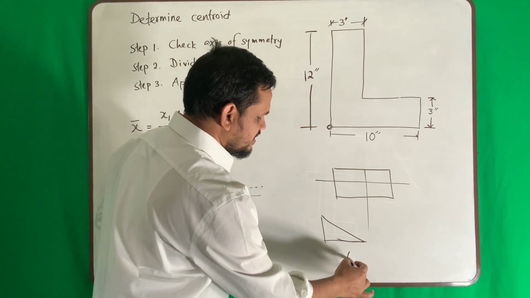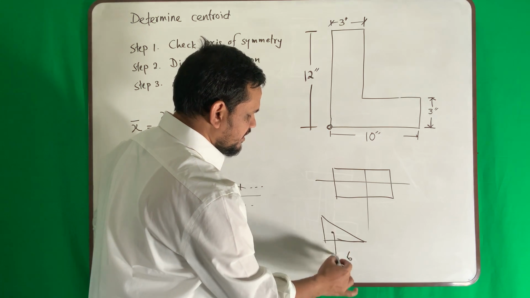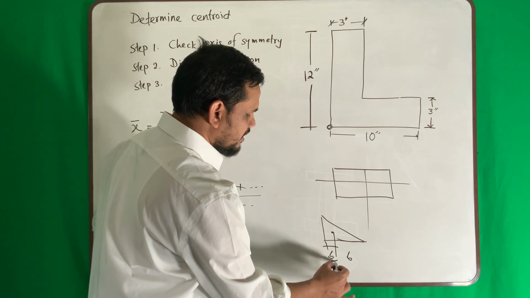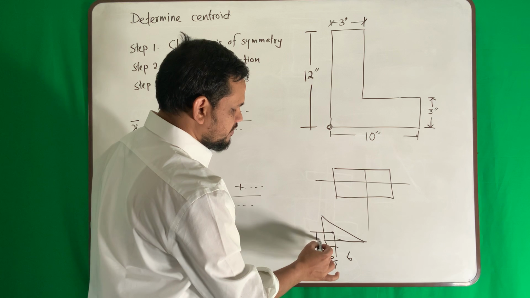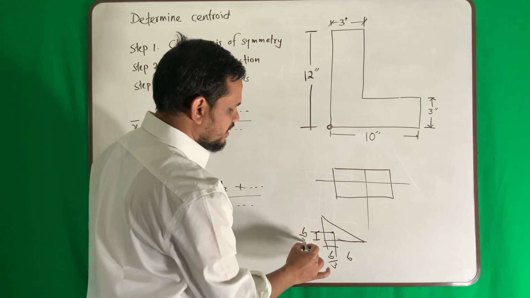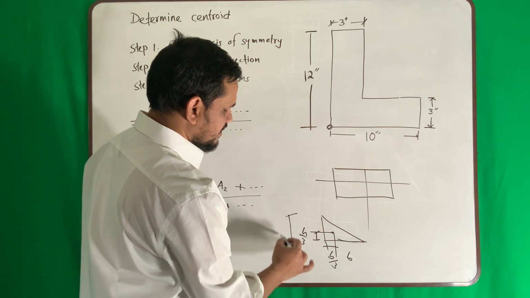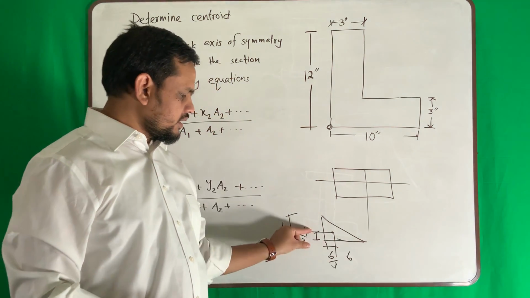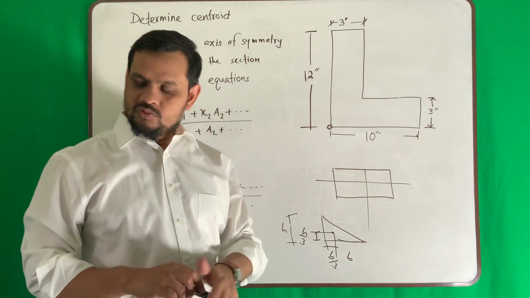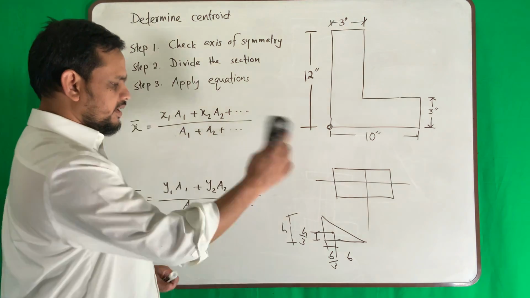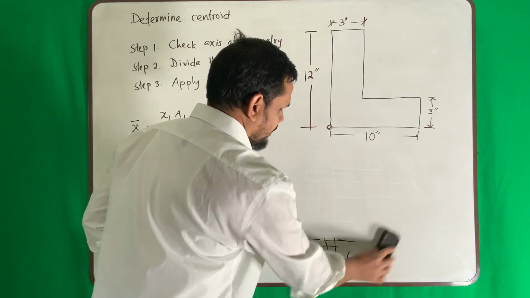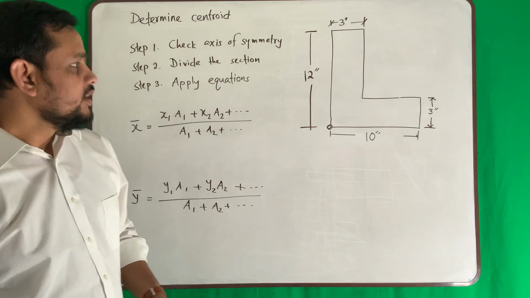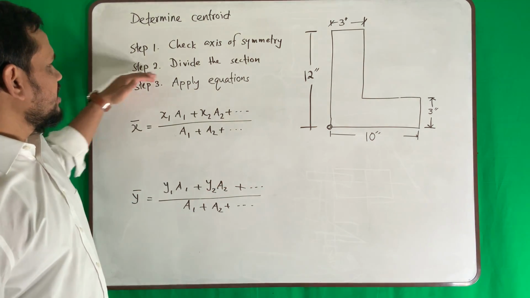If this is B, the centroid will be here. This portion will be B by 3. Similarly, this portion will be H by 3, if my entire height is H. So 1/3, 2/3, 1/3, 2/3. We should know this before solving any centroid problem. Okay, so for this case, step number 2, divide the section.